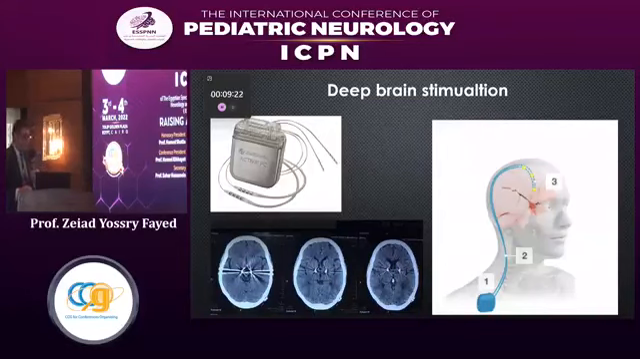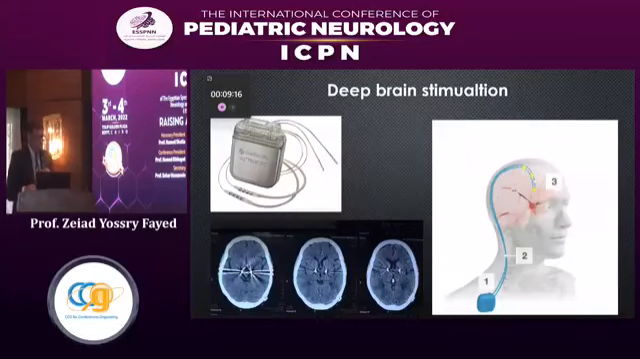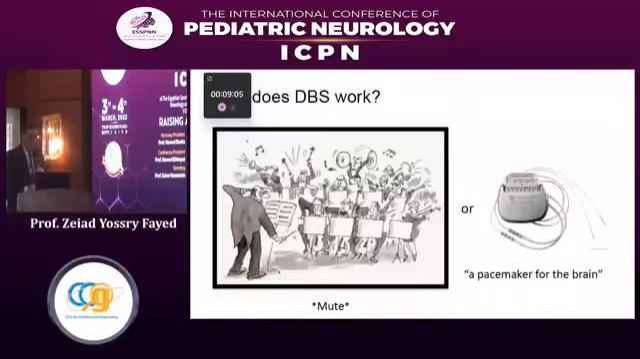So what is DBS? DBS is a device which is implanted into specific nuclei in the brain. Which nuclei? This is according to the disease and the spectrum of clinical pictures. How does the DBS work?